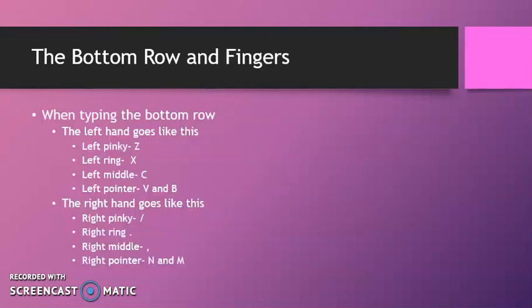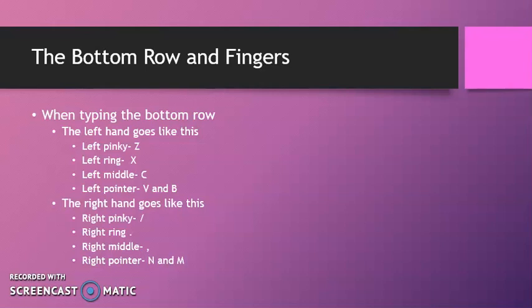The bottom row fingers and the finger alignments go like this. On the left hand, the left pinky will reach from the A to the Z. The left ring finger will reach from the S to the X. The left middle finger will reach from the D to the C, and the left pointer or index finger will reach from F to V, and it will also reach over to B.